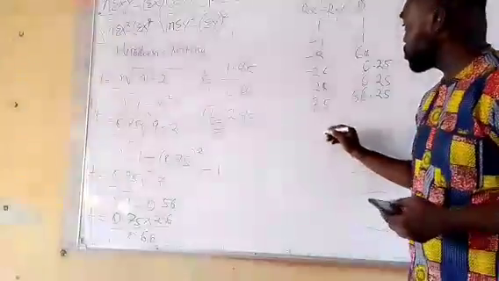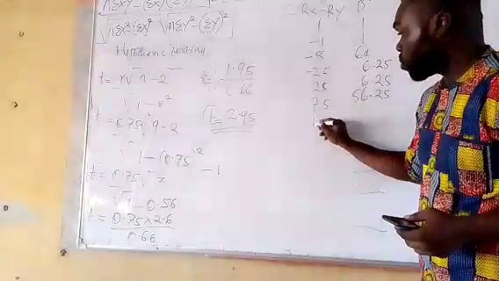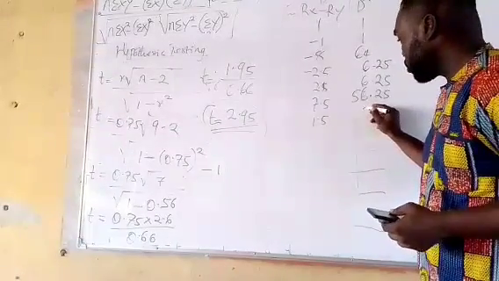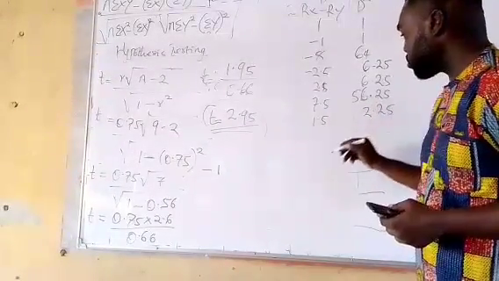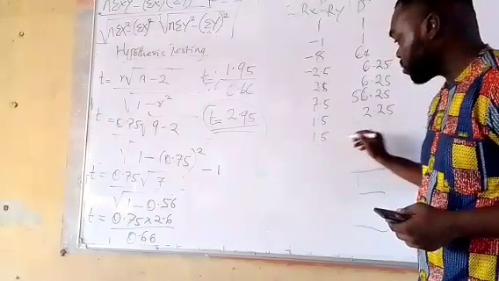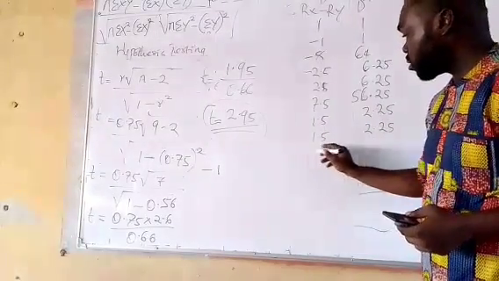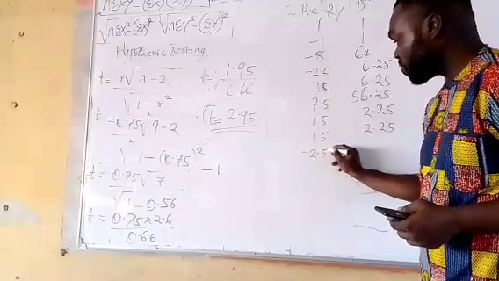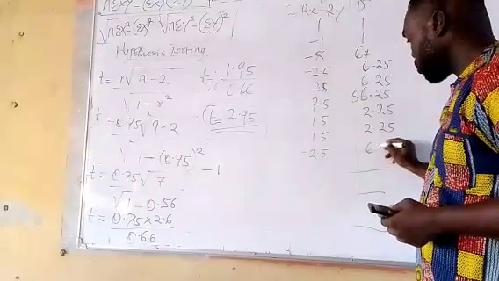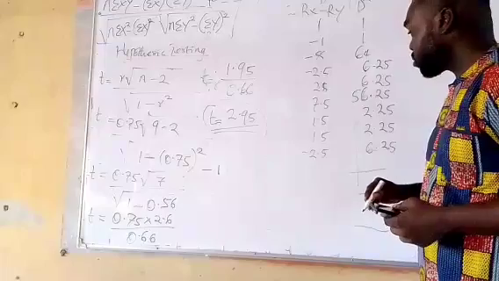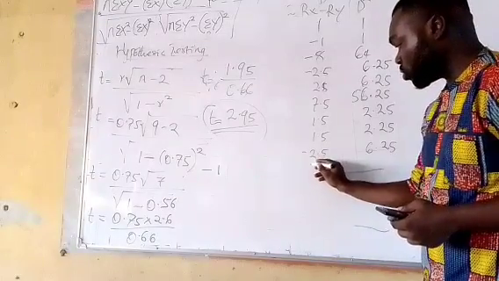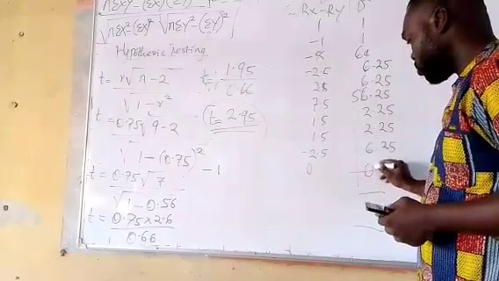Okay. So the next one is what? 1.5. What are we having? 2.25. The next? 1.5. 2.25. Minus 2.5. 6.25. 0. Which is what? 0.